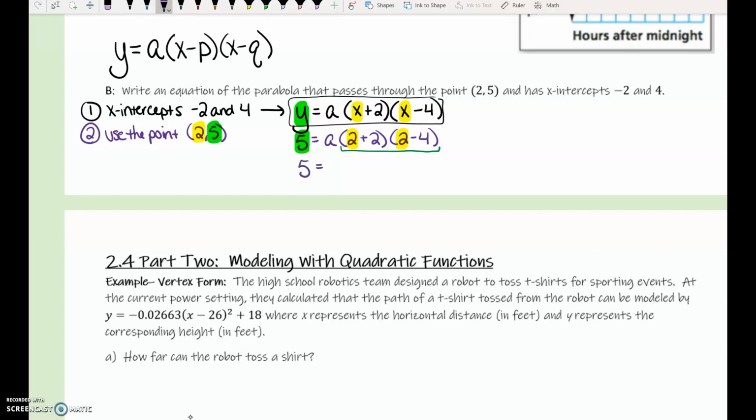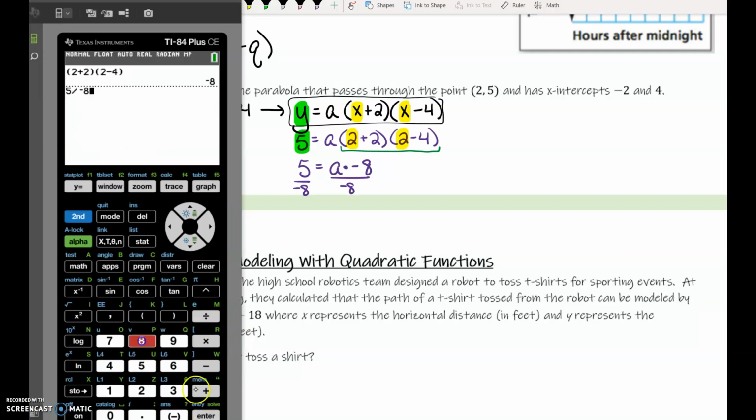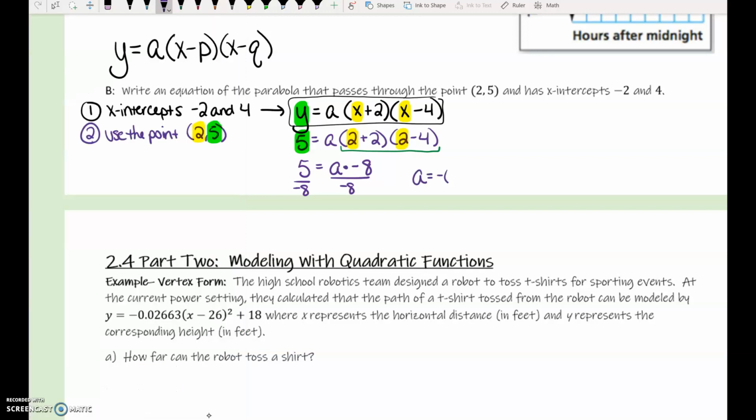So 5 equals a times -8. We would divide both sides by -8. 5 divided by -8. A is -0.625. Now we know our a value. We can now plug that in that first step. So we revise your first step. Y equals -0.625 times x plus 2 times x minus 4.